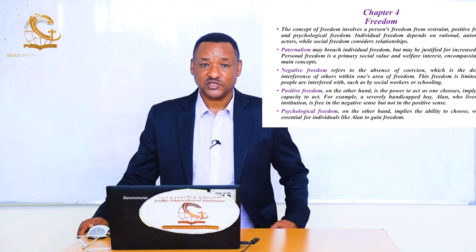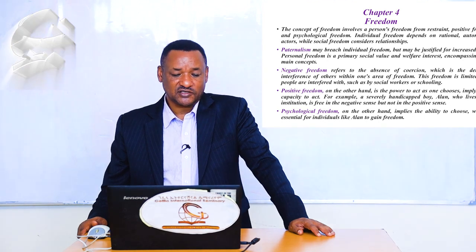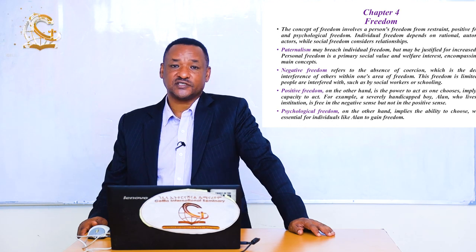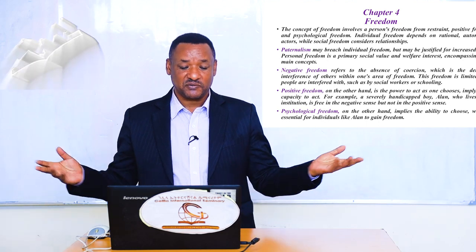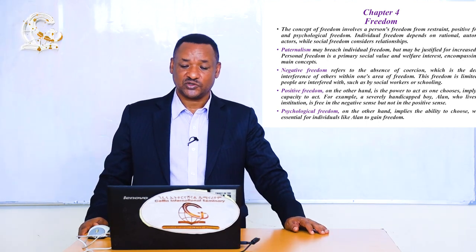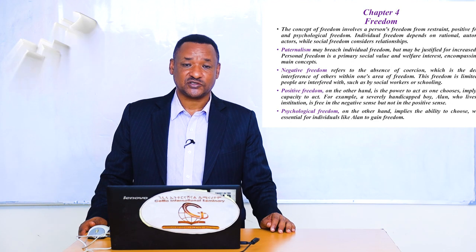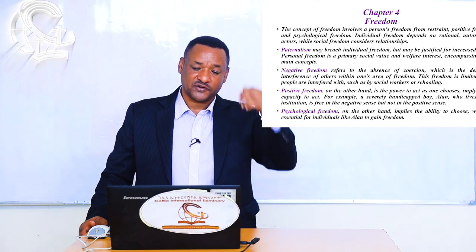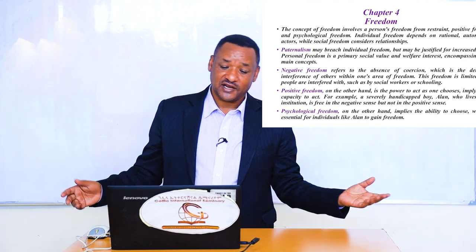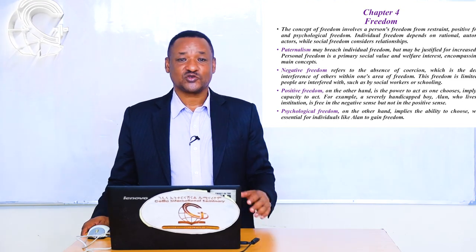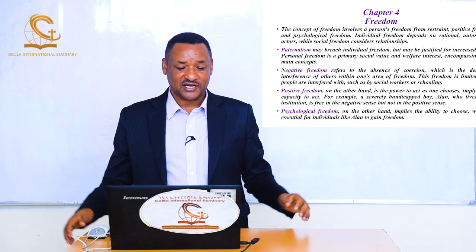Personal freedom is a primary social value and welfare interest encompassing three main concepts. The first is negative freedom, which refers to the absence of coercion, which is deliberate interference by others within one's area of freedom. This freedom is limited when people are interfered with, such as by social workers or schooling. So when you look at freedom, you can see paternalism and also negative freedom. As there is negative freedom in society, there is also positive freedom. Positive freedom, on the other hand, is the power and access to choice, implying the capacity to act.